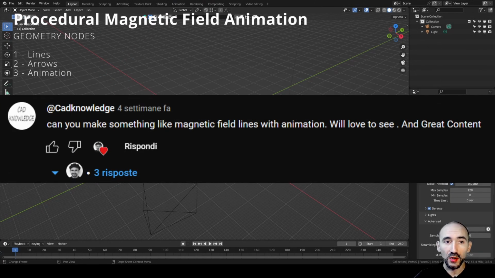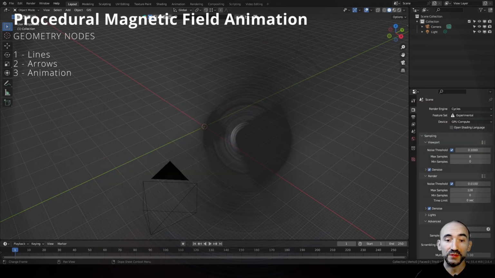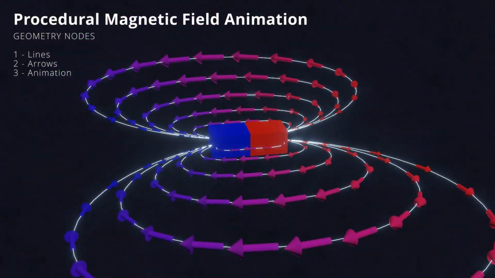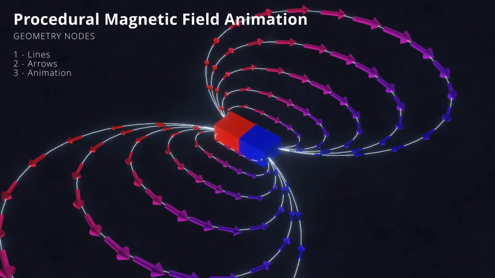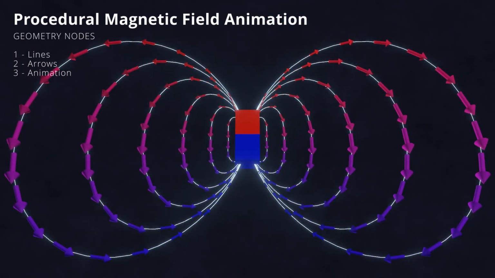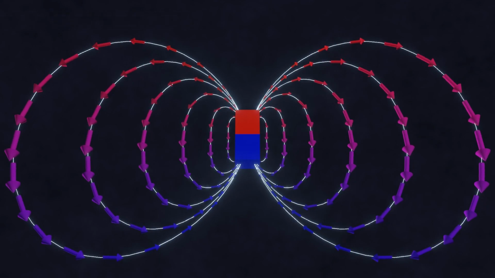One of you, Cat Knowledge, a user of YouTube, asked me: can you make something like magnetic field lines with animation? We love to see it. Thank you, Cat Knowledge, for this question. This is the project for you and for all the people who want to learn something new about Geometry Nodes in Blender. So let's get started.